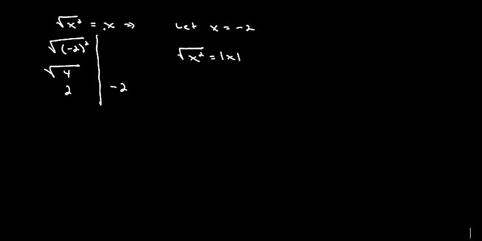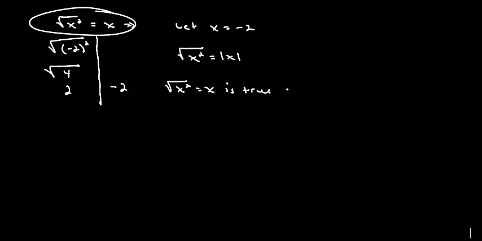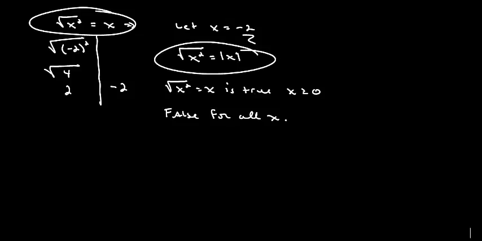So before, when people said this, they were probably saying that we had to restrict the x values to be non-negative. So the square root of x squared equaling x is true for x greater than or equal to 0. But it is false for all x's. If x is a real number, such as -2, then it's not a true statement. So we have to use this right here. Okay, that's the idea.